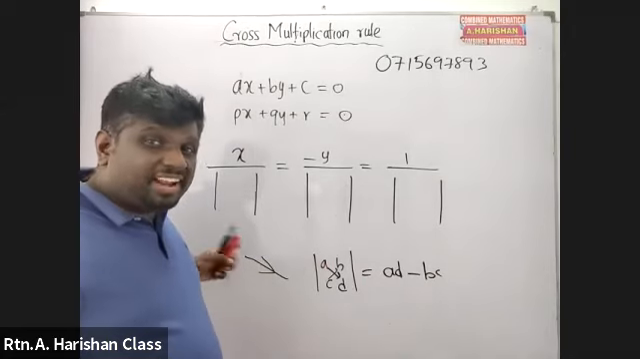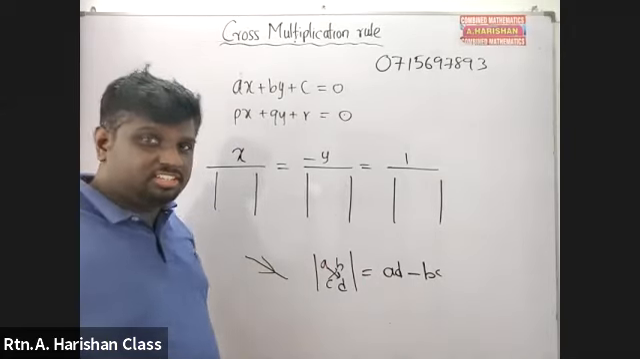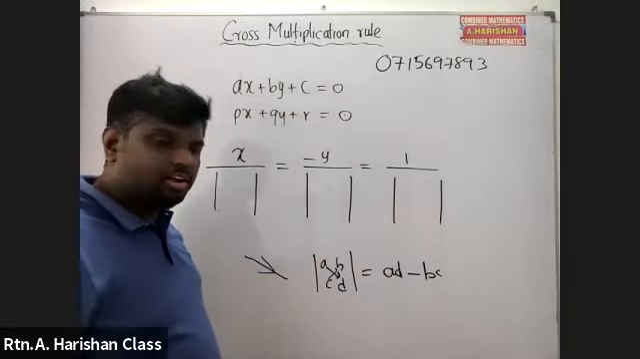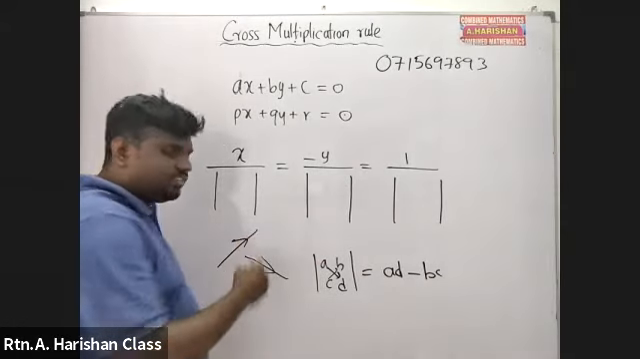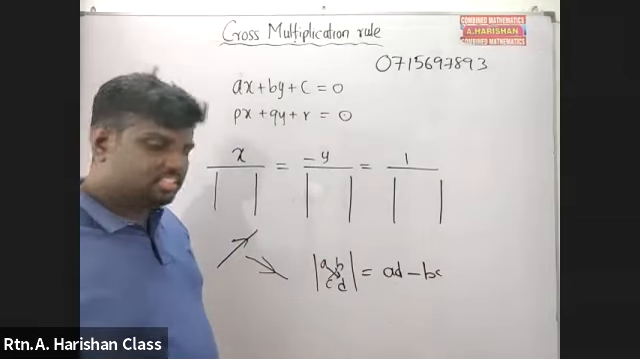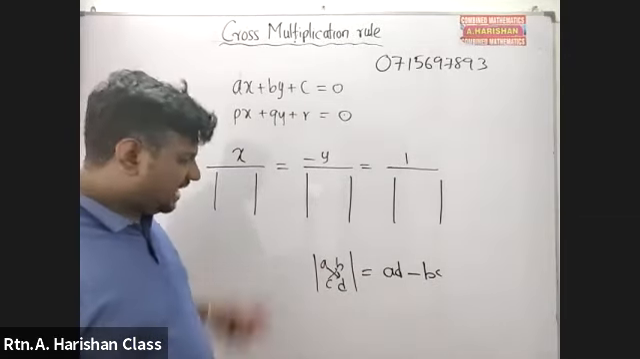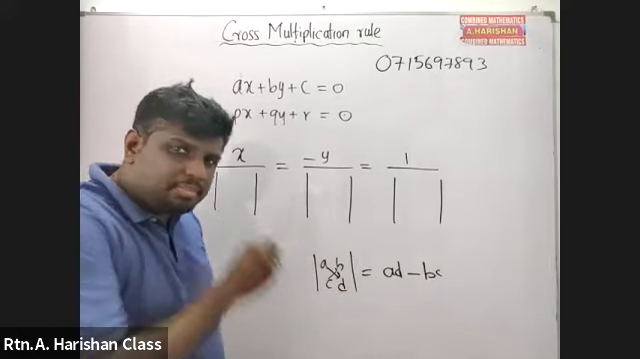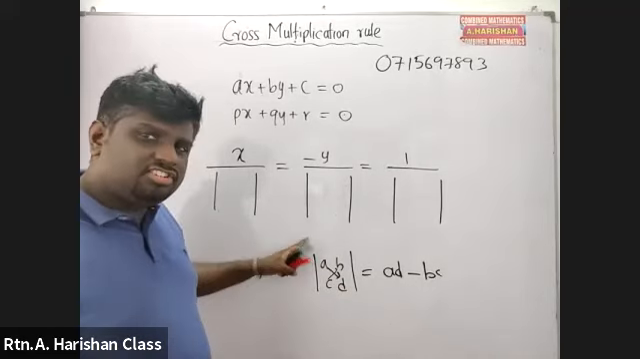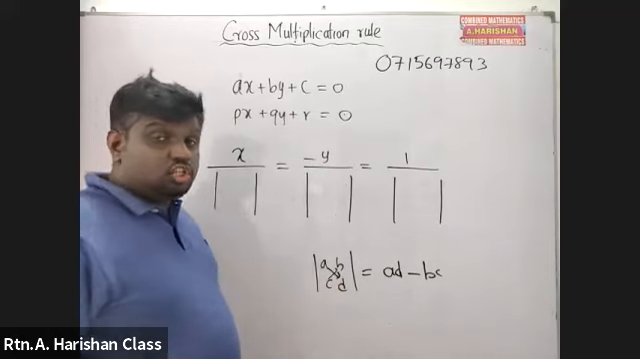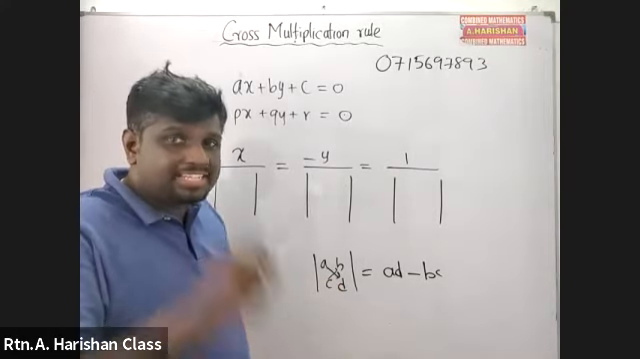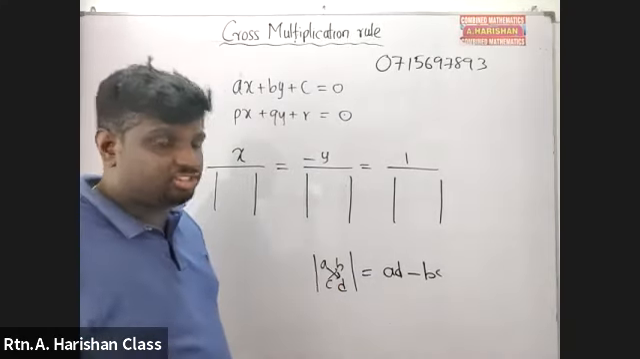This direction we call the primary diagonal. In this direction we call the secondary diagonal. You don't need to bother about that, it's just to say. In this direction we say primary diagonal, in this direction we say secondary diagonal. So you have to start to multiply with the primary diagonal direction.